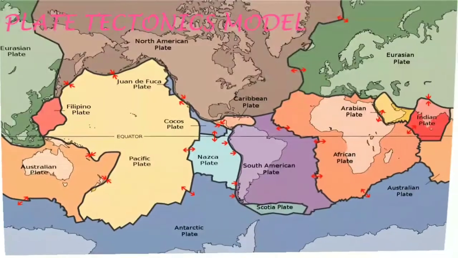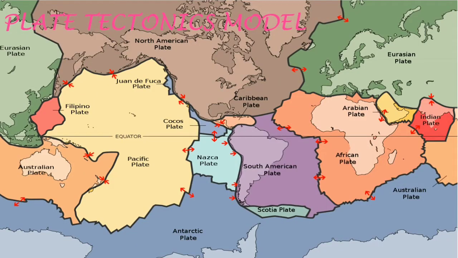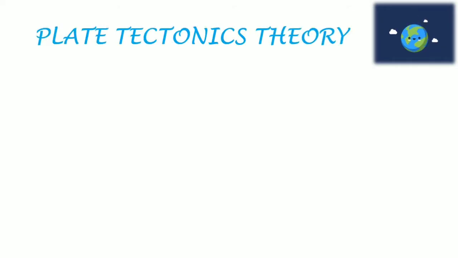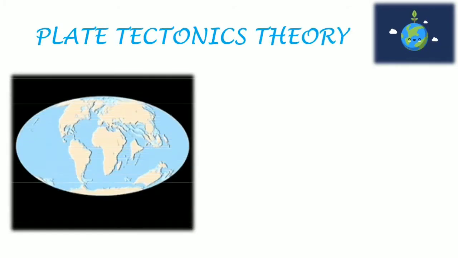We have here the plate tectonics model. If you notice, according to this model, the Earth is not composed of one large land mass, but it is separated or broken down into segments or pieces, which we call plates. So how did it come up with this type of model? It is according to the plate tectonics theory.